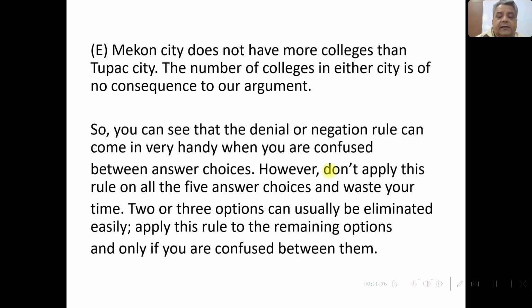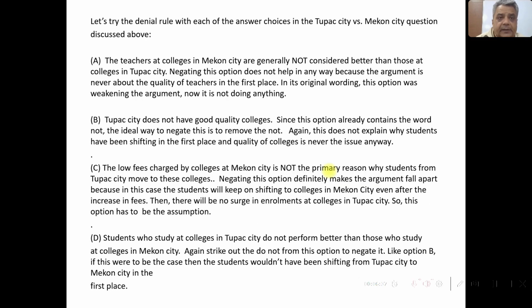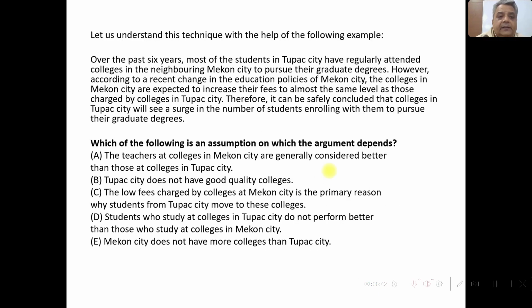So you can see that the denial or negation rule can come in very handy when you are confused between answer choices. However, don't apply this rule on all the 5 answer choices and waste your time. 2 or 3 options can usually be eliminated easily. Apply this rule to the remaining options, and only if you are confused between them. Now let's go back to the argument and see why negating option C makes the argument collapse.